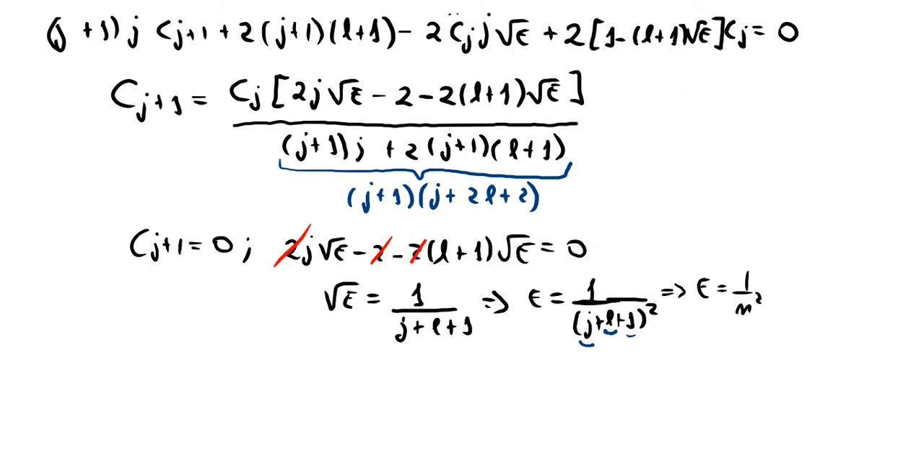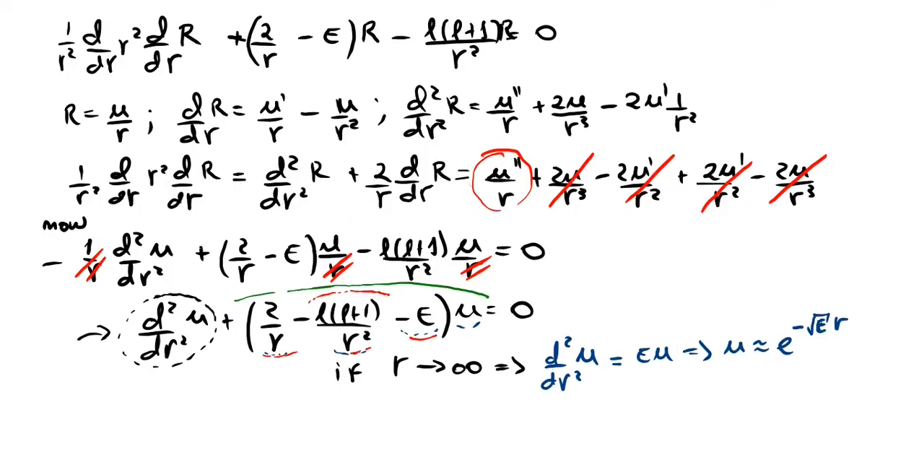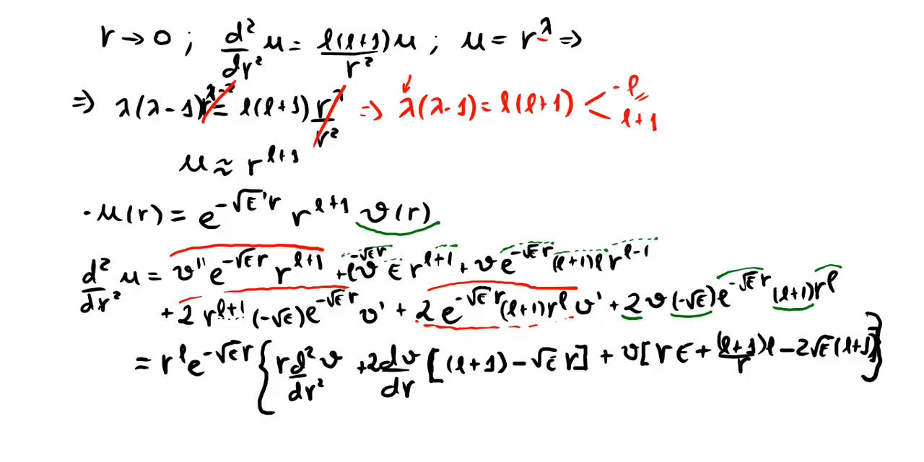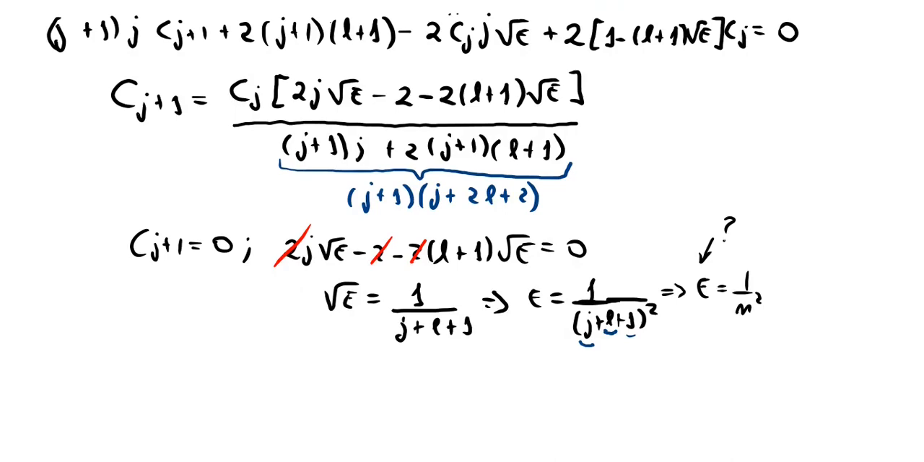But remember who this E was in the beginning of my calculations. If you go back here, this E is minus the energy over Rydberg. So let's see. E is equal to minus the actual energy over Rydberg, which means that the actual energies are minus Rydberg over n squared, which is exactly what I get from Bohr's model, which is a lot simpler than that, right? I mean, it's just like a circular motion of an electron.